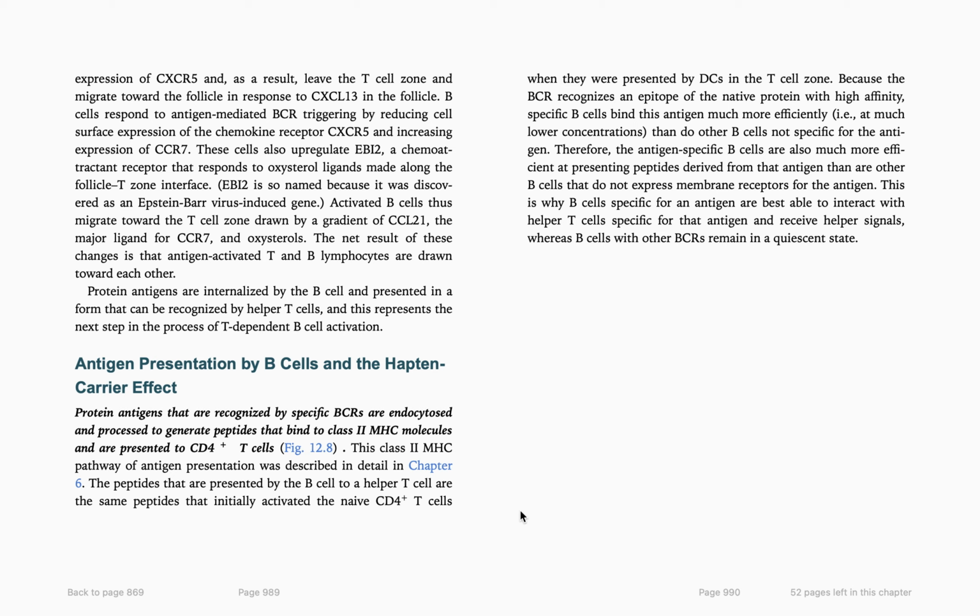Activated B cells thus migrate toward T zones, drawn by a gradient of CCL21, the major ligand for CCR7, and oxysterol. The net result of these changes is that antigen-activated T and B lymphocytes are drawn toward each other. Protein antigens are internalized by B cells and presented in a form that can be recognized by helper T cells, and this represents the next step in the process of T-dependent B cell activation.